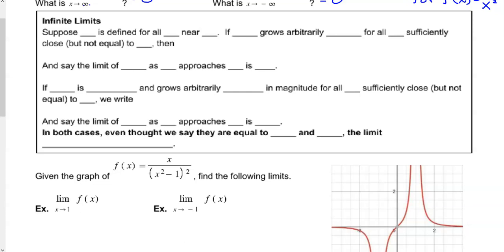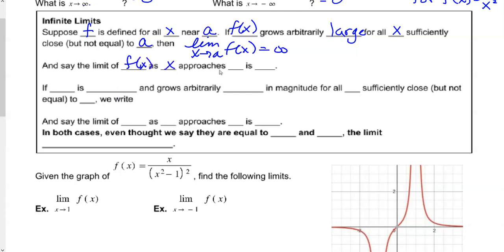So suppose that f is a function and it is defined for all x near some a value. And if f of x grows arbitrarily large for all x sufficiently close to but not equal to a, then we can say that the limit as x approaches a of f of x equals infinity. Or we say the limit of f of x as x approaches a is infinity.